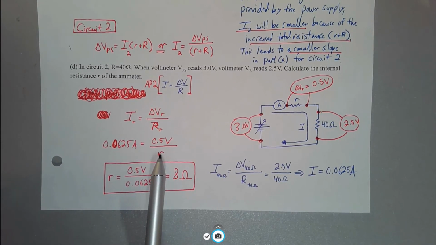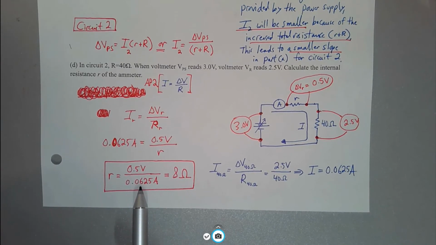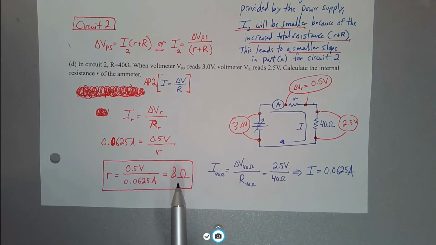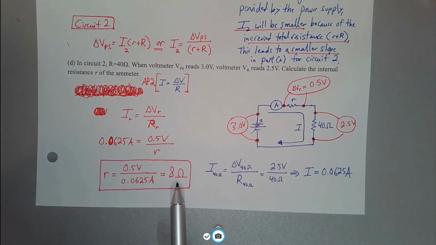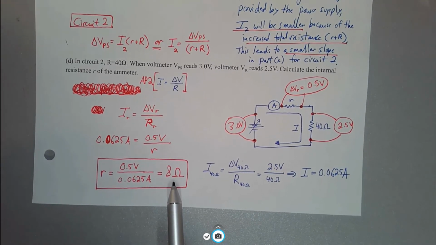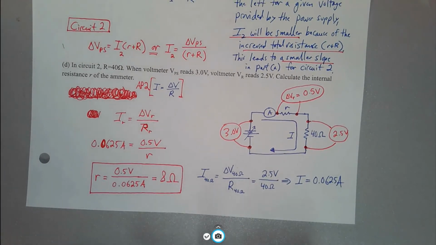We can solve for that resistance. A couple steps of algebra, and we get that little r is equal to the voltage across it divided by the current going through it. So 0.5 volts divided by 0.0625 amps gives us finally that resistance, which, remember, they said is significant. It's not negligible. It is about 8 ohms.